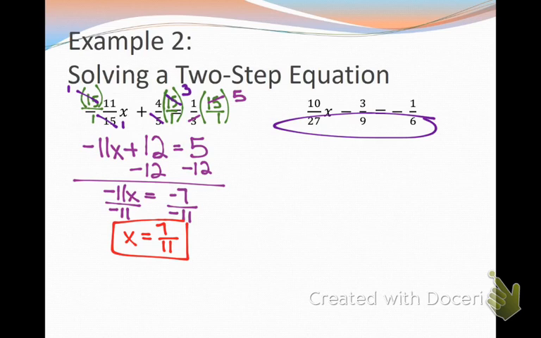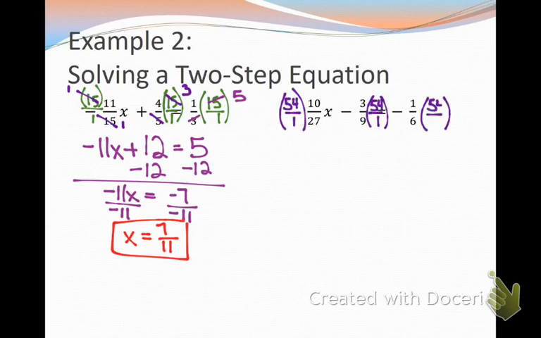Now I want you to go ahead and clear your fractions. All right, so 54 was my LCD, so I'm going to multiply each fraction by 54. So 27 and 54 reduced down to what? 2. So 2 times 10x would be 20x. Minus 9 and 54 reduced down to 6. So negative 3 times 6 is negative 18. And then 6 and 54 reduced down to 9. So negative 1 times 9 is negative 9.